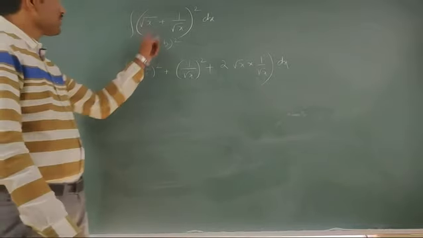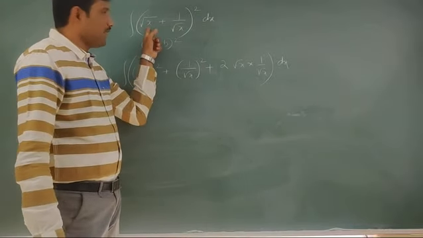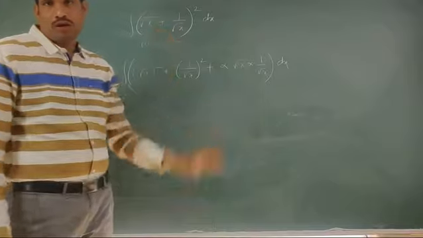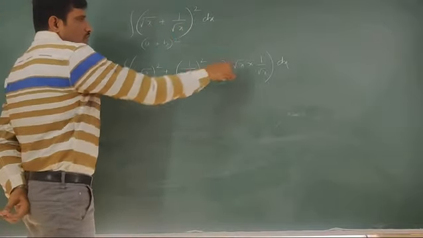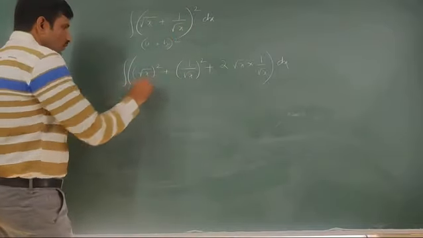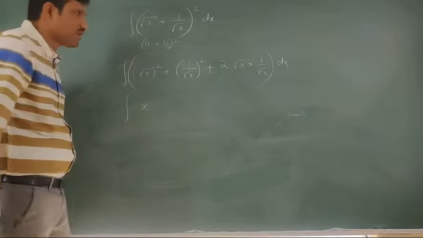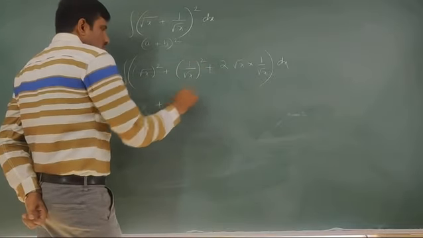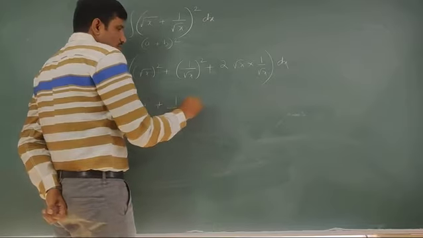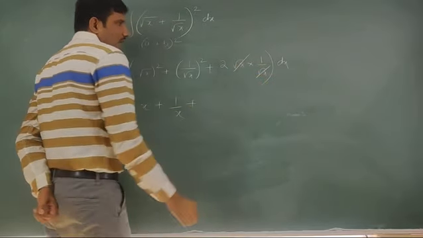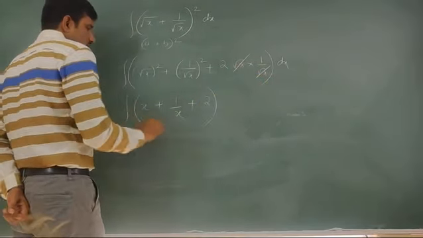I am just expanding (a plus b) whole square, where in place of a it is root x and in place of b it is 1 by root x. That is a square plus b square plus 2ab. Now integration of root x square is x, plus 1 by root x square is 1 by x, plus here root x gets cancelled, and we are left with 2 into dx.